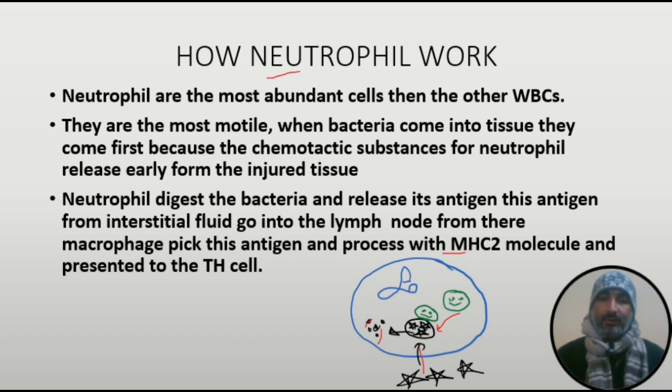This is a simple diagram. Here I wrote that neutrophils are the most abundant cells among the WBCs, and they are the most motile. When bacteria come into the tissue, the neutrophils come first, because they release chemotactic substances which attract neutrophils first. So the neutrophil digests those bacteria and releases the antigen in the interstitial fluid into the lymph node, where the macrophage will pick up these antigens, process them with MHC2 molecules and present them to the T helper cell.